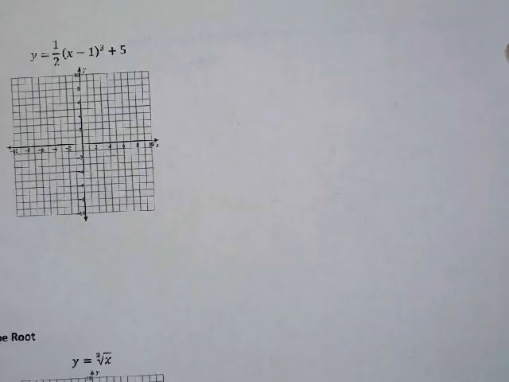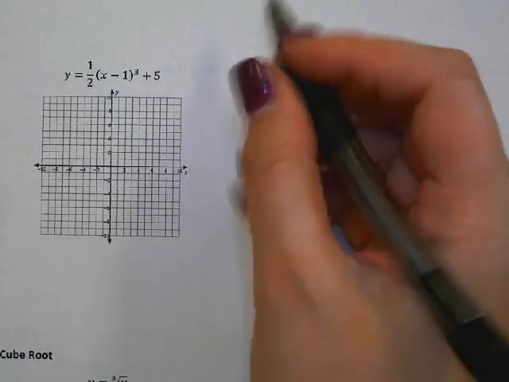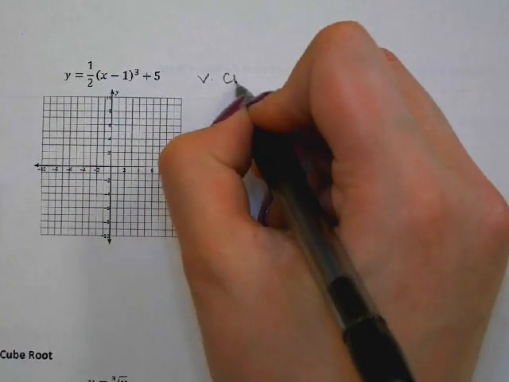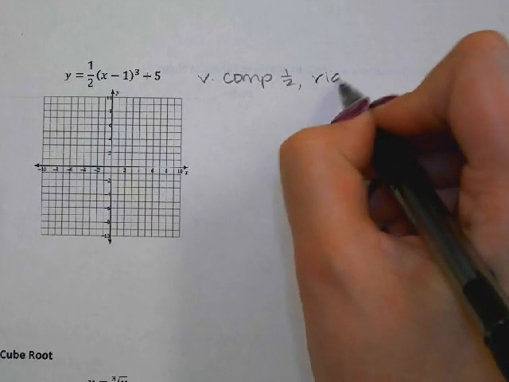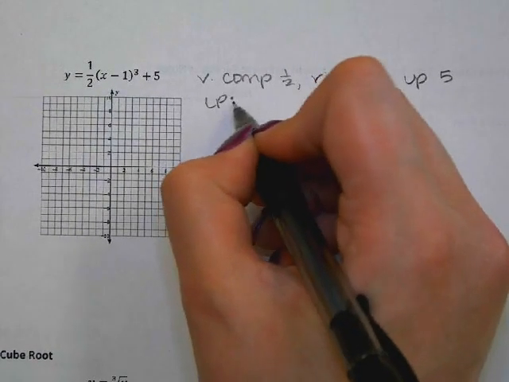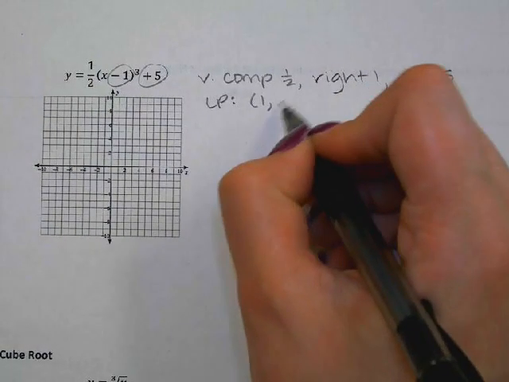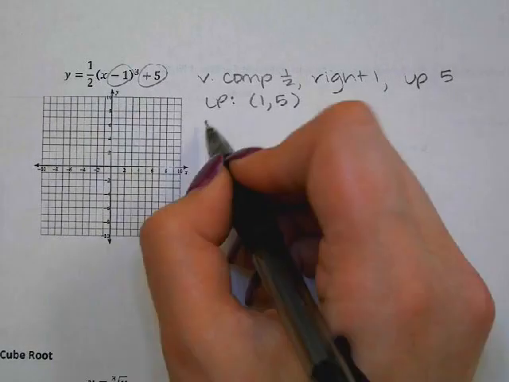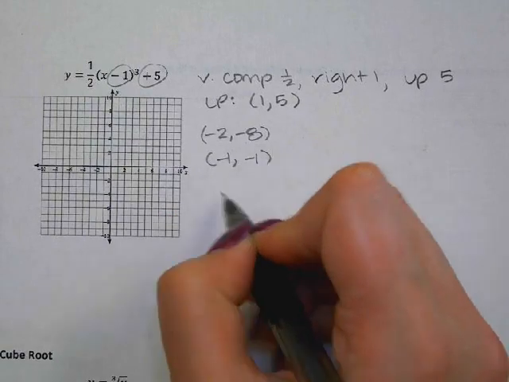All right, so if we look at this problem, let's go ahead and find our transformations so we can make our new chart. So transformations are, it is vertically compressed by 1/2. It has been shifted to the right 1 and up 5. And then I'll go ahead and say the locator point since that's pretty easy to find: 1, 5. So now I can go ahead and write down those points and transform them.